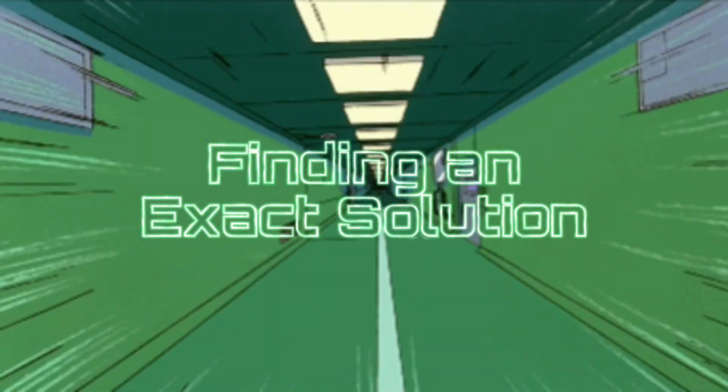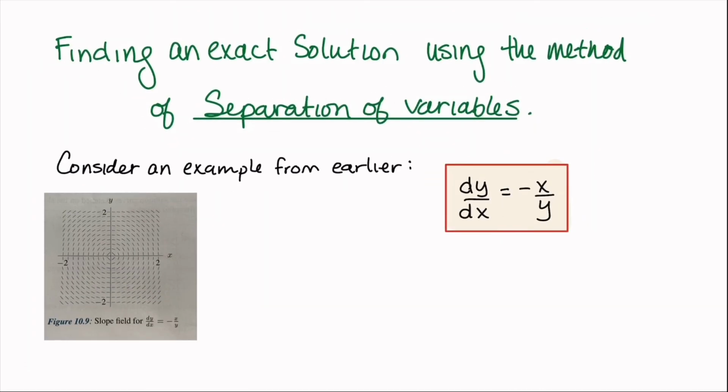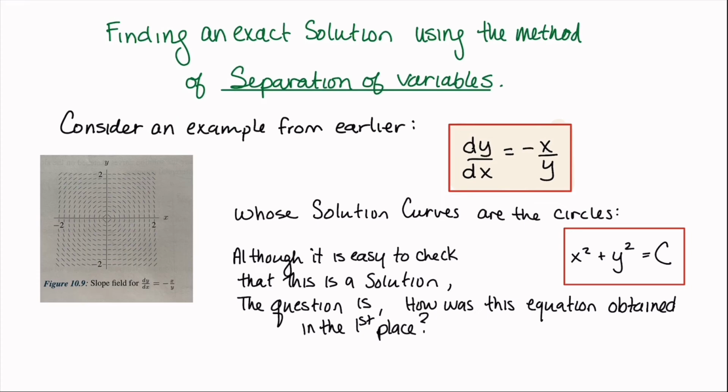Here, I introduce to you the method of separation of variables. So consider one of the differential equations from earlier, the one with the solutions that had circles around the origin. dy/dx is equal to negative x over y, the slope field shown there on the left. The solution curve we guessed by looking at the slope field to be x squared plus y squared equals some constant, which was just r squared.